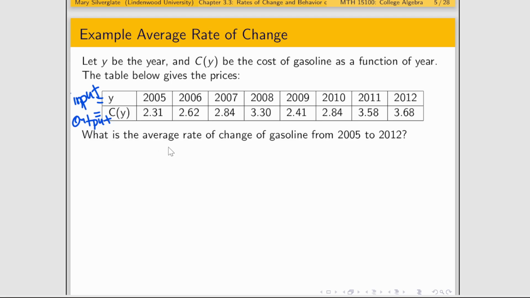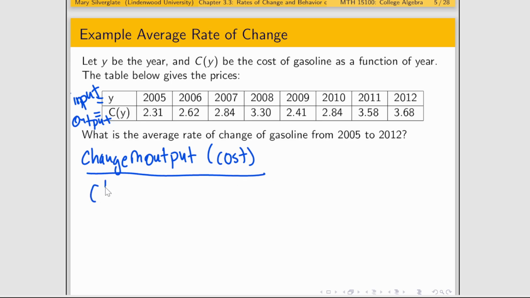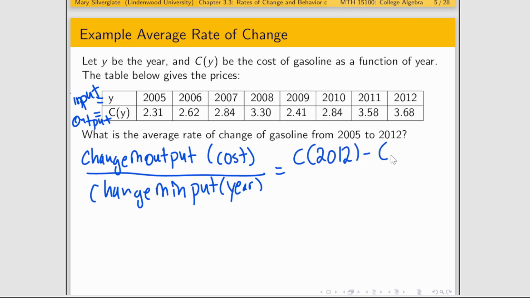So if we're looking for the average rate of change of gasoline from 2005 to 2012, that's again looking at the change in output, in this case the cost, divided by the change in input, in this case the year. So we're looking at the cost in 2012 minus the cost in 2005, divided by 2012 minus 2005.